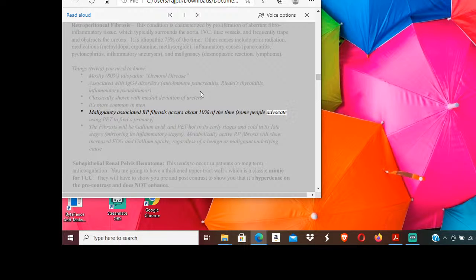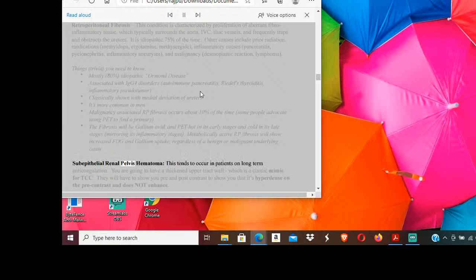Some people advocate using PET to find a primary. The fibrosis will be gallium-avid, and PET hot in its early stages and cold in its late stages, mirroring its inflammatory stages. Metabolically active RP fibrosis will show increased FDG and gallium uptake, regardless of a benign or malignant underlying cause.